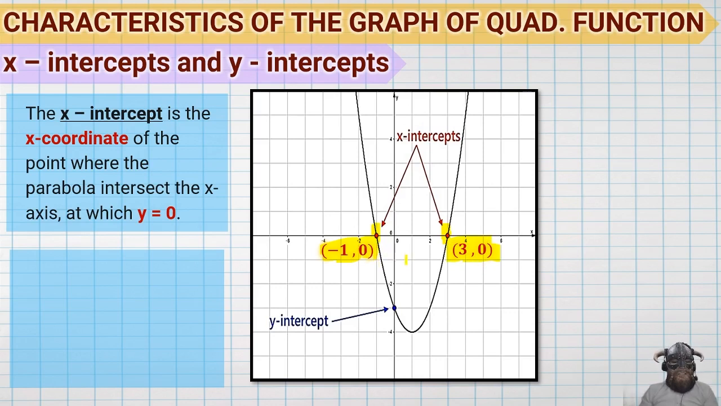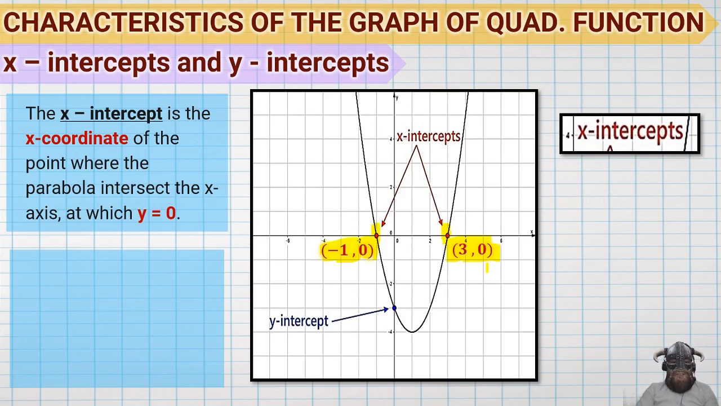The coordinates is not exactly the x-intercept. The x-intercept from this graph will just be the x values. So, ang x-intercept natin dyan will be itong negative 1, at itong positive 3. So, the x-intercept for this given is negative 1 and positive 3. Kasi nag-intersect siya. Ito yung x-axis natin, no? Tumama itong point na to tsaka itong point na to doon sa ating x-axis. So, yan yung x-intercept natin.